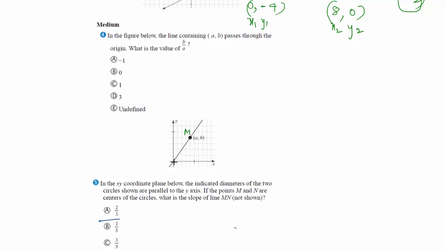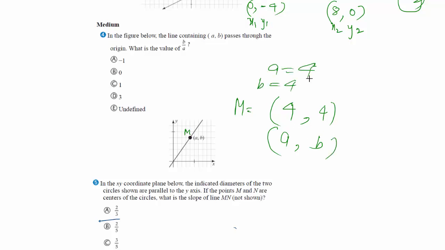So we can go from the origin, x to the right, 1 2 3 and 4 units to the right, and 1 2 3 and 4 units to the top. So 4 units x-axis and 4 units y-axis. So the point M is having the coordinates 4 comma 4. That means the point M is having the coordinates AB as 4 comma 4, which means A is 4 and B is 4 when you compare them.